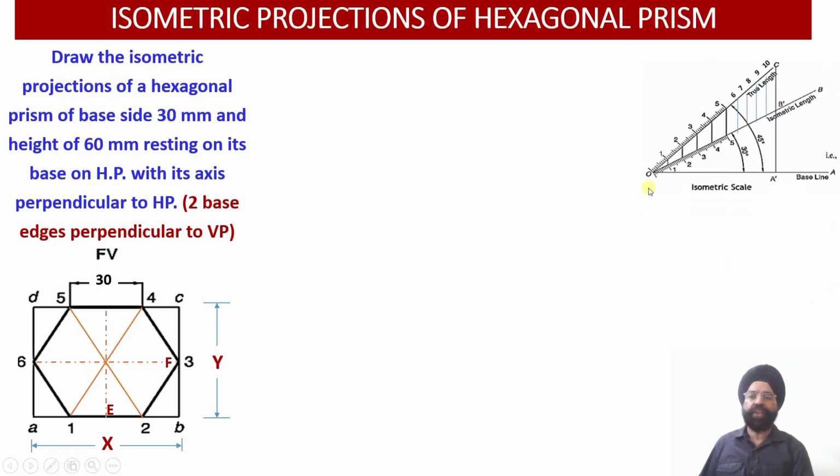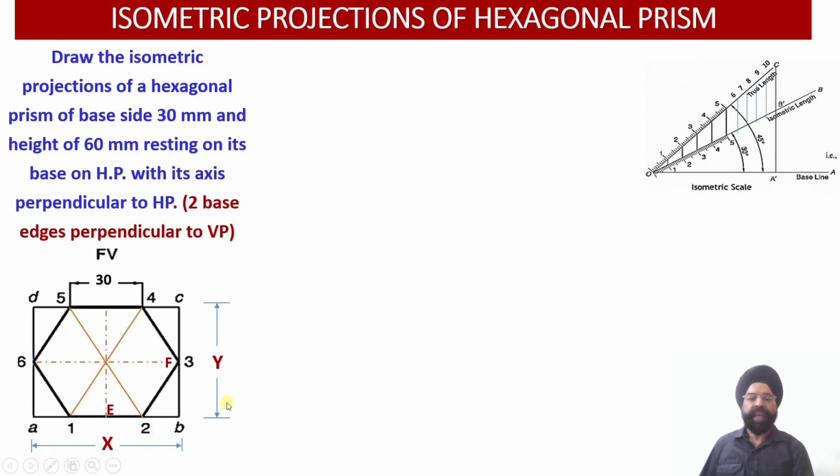So the first thing we need to do is draw the isometric scale, and all the dimensions of this construction will be measured on the true scale and then converted into isometric distances, and only the isometric distances will be drawn onto the isometric projection, right?